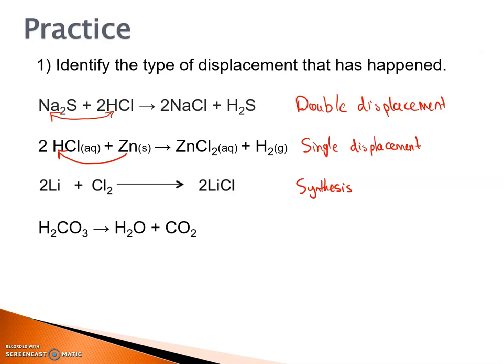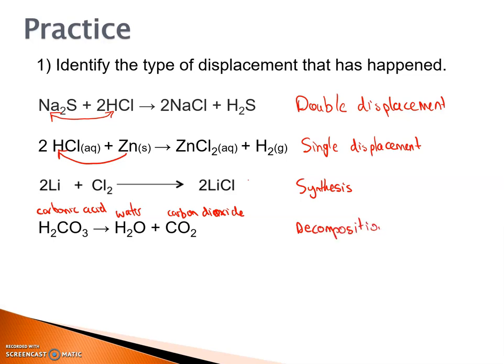And then this last one, we have H2CO3, which if you remember from the last lesson, is carbonic acid. And it's going to break down to become water and carbon dioxide. Well, that's all well and good. We know that, but didn't we see it the other way around yesterday? And in fact, we did. We saw that yesterday as a synthesis reaction, but here it's a decomposition reaction.